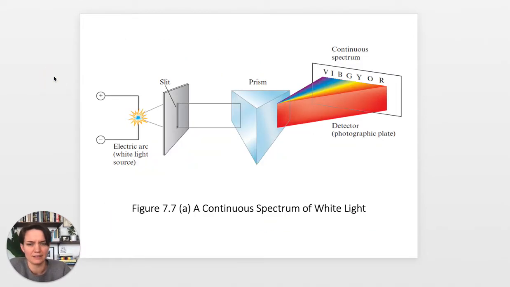Sorry. Okay, so if we take white light and we shine it through a prism, so this is white light. Remember, white light is like sunlight. It contains all wavelengths of the visual spectrum. So we shine white light through a slit and have that diffracted by a prism.